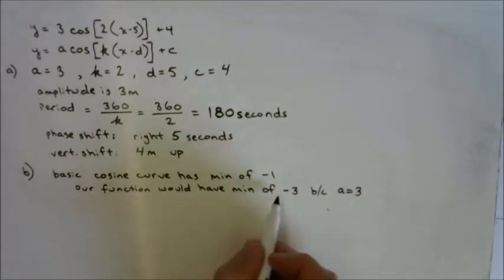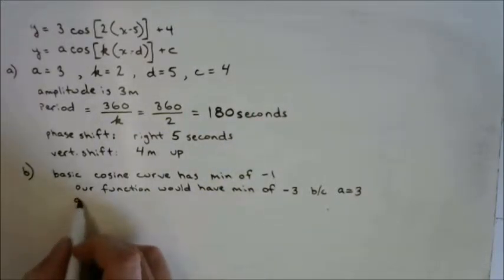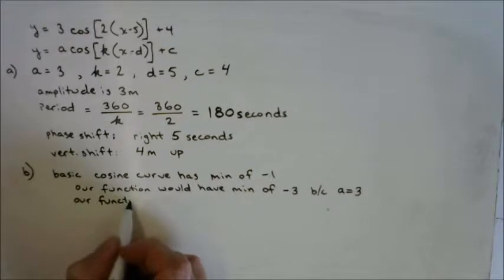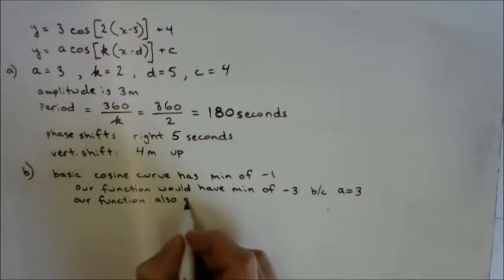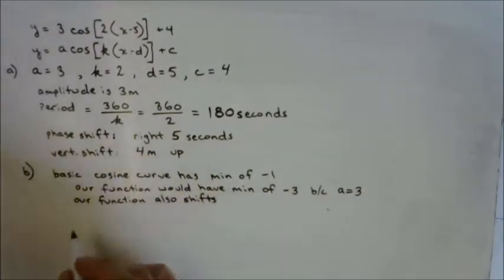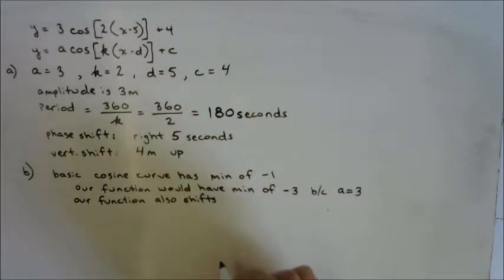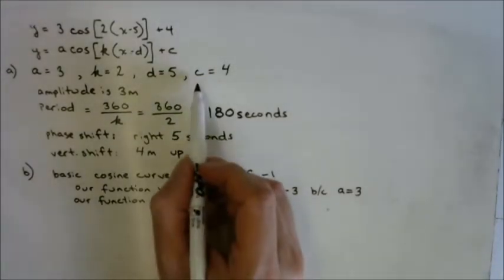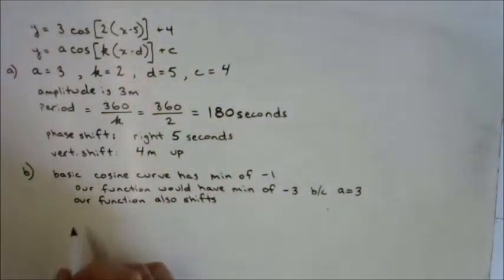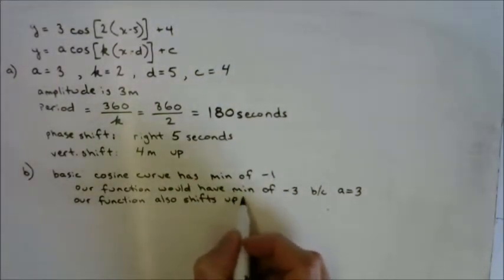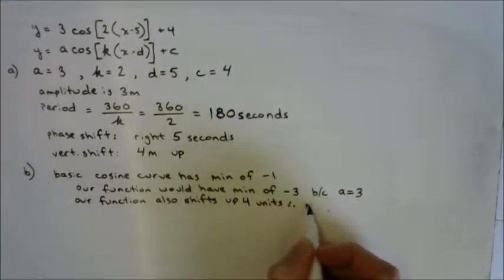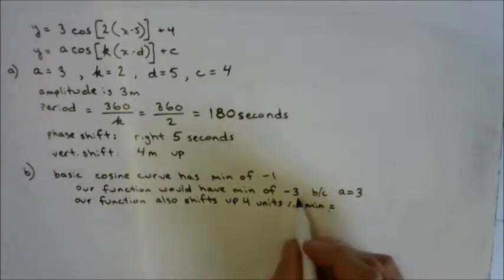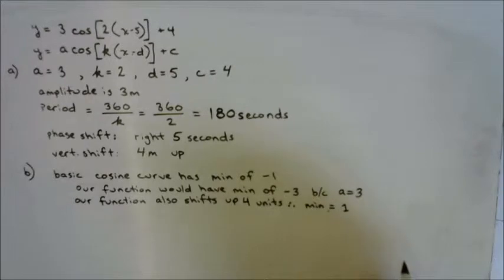Now what else is happening to it? Because it's not just stretching. What else is going to change the range of our function? Somebody say something. What is C doing to our function? Moving it up 4 units. Our function also shifts up 4 units. Therefore, the minimum equals -3 plus 4 equals 1.